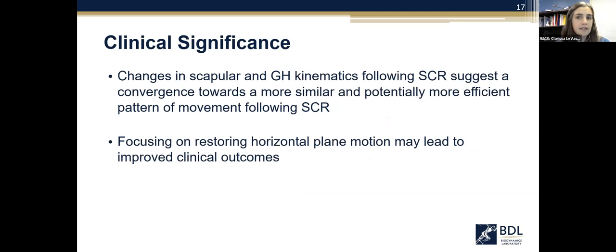This work is clinically significant because it suggests that changes in scapular and glenohumeral kinematics following SCR suggest a convergence towards a more similar and potentially more efficient movement pattern. Additionally, surgeons may want to focus on restoring horizontal plane motion to lead to improved clinical outcomes following a rotator cuff tear. Thank you.